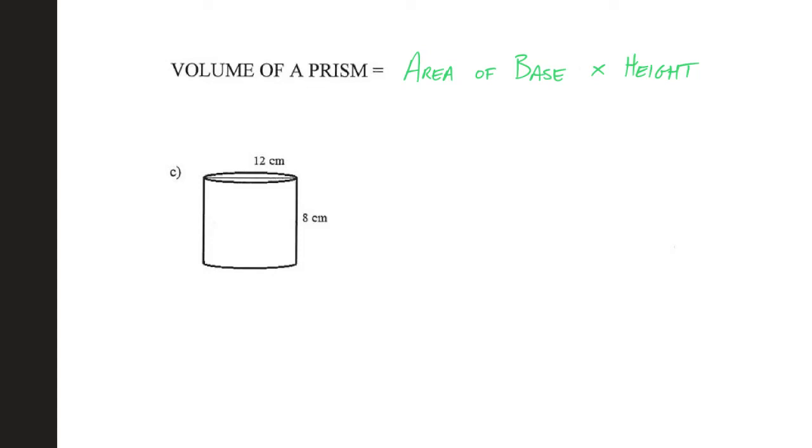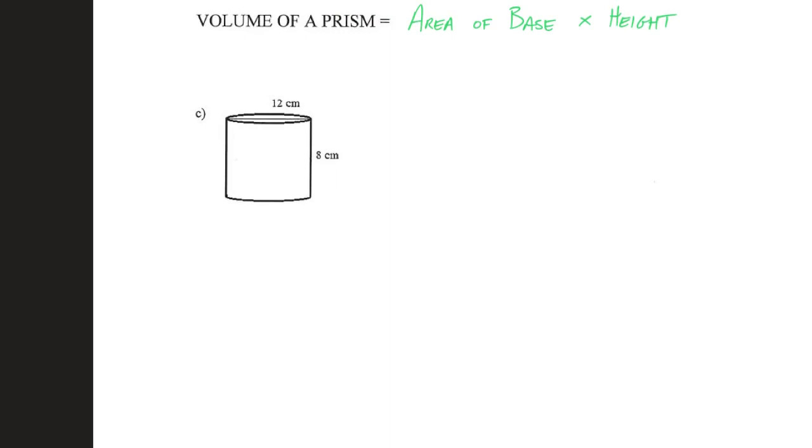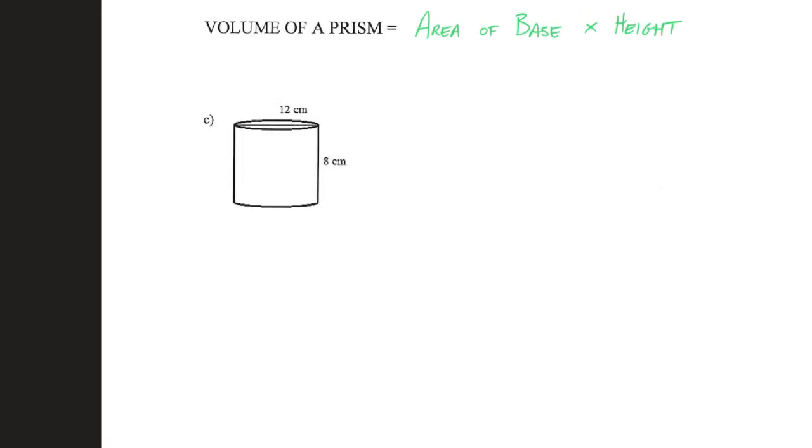And now what I'd like you to do is take a look at the shape I gave you in C. Now, here's where definitions come into play a little bit. Technically, what you see in problem C is not a prism, because technically, a prism dictates that all of your sides have to be straight.